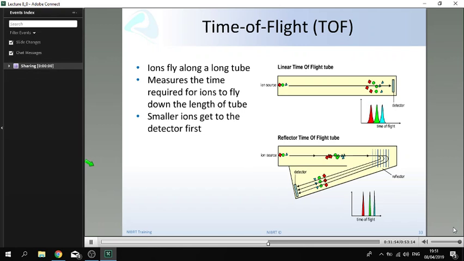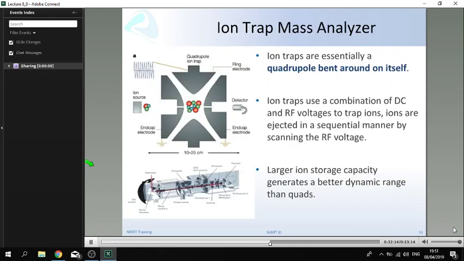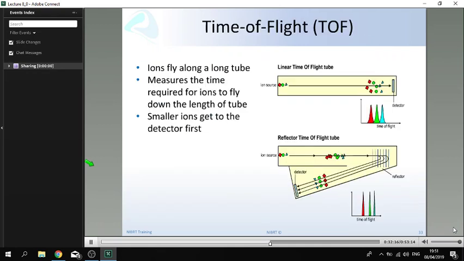Time of flight: in this case we have ions flying along a really long tube, and we are measuring the time required for ions to fly down the length of the tube. So we just put them through the tube and they're flying through. Smaller ions will get to the detector first, and then they will be followed by medium and large ions. So we are basically separating them based on size.